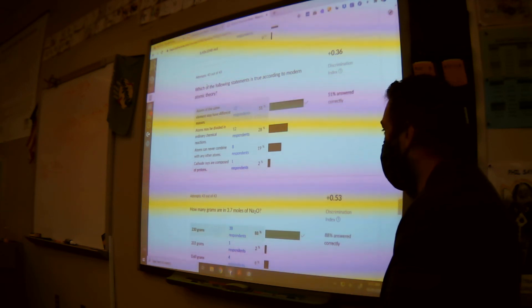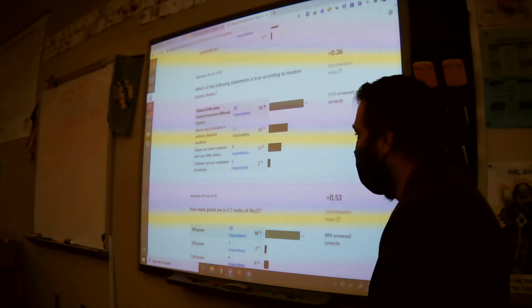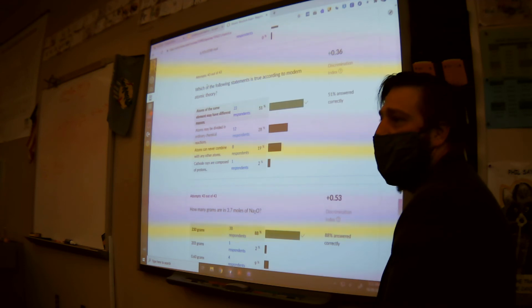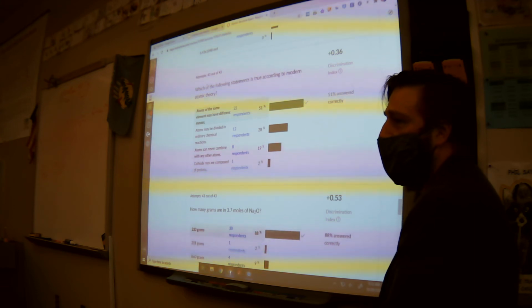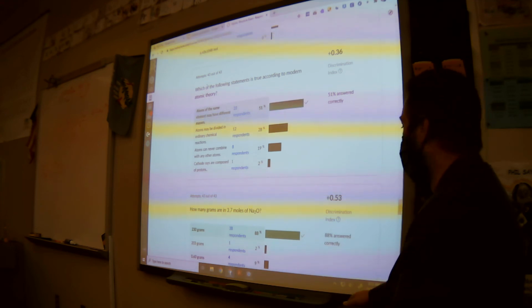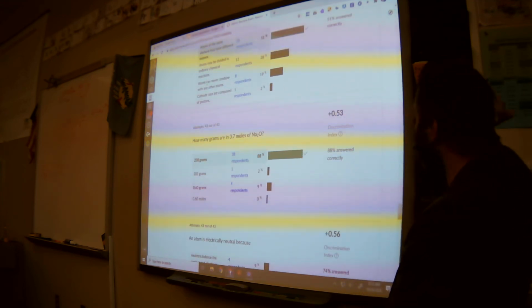And then cathode ray tubes are composed of protons. The cathode ray experiment, old J.J. Thomson. What was inside of that cathode ray tube? Was it protons? It was electrons. Thomson was the electron guy. All right.